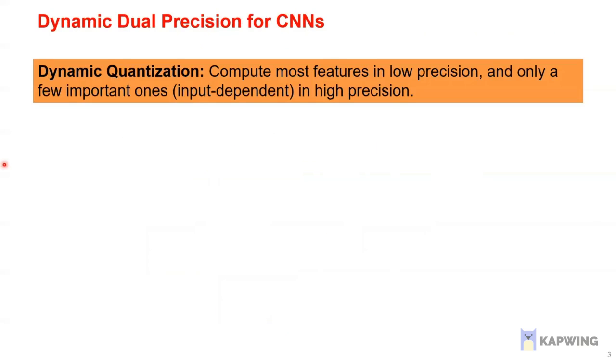We notice that for a given input, certain features contribute more to the classification results. So we ask this question: can we compute most features in low precision and dynamically figure out important features for each input and compute them in high precision to preserve accuracy?